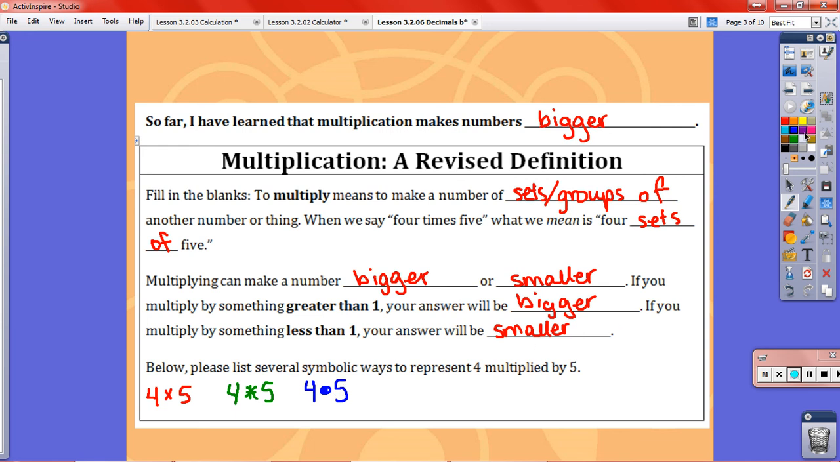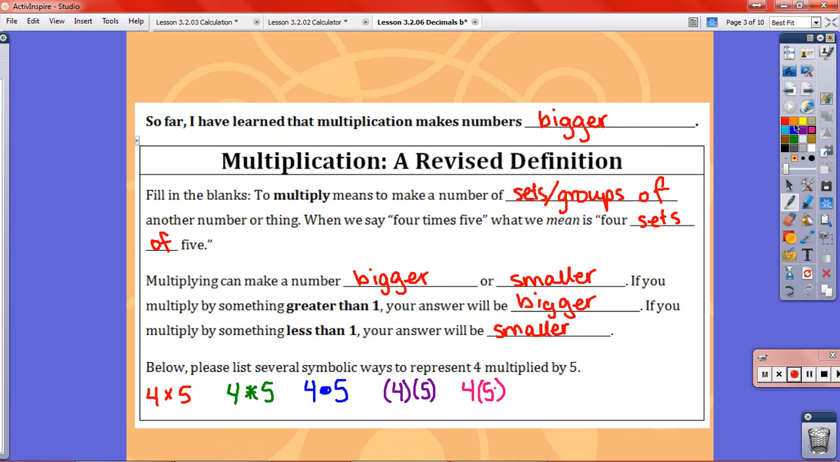And then, most frequently, you'll start to see parentheses used to represent multiplication. So 4 times 5 could be put in parentheses. They could both be in parentheses, or maybe just one of them is in parentheses. So this would be 4 groups of 5. And parentheses are a grouping tool, so it really relates to multiplication because multiplication is groups or sets of something.